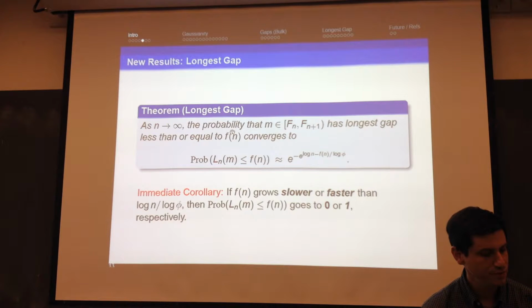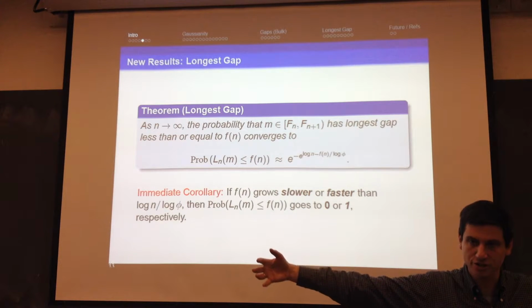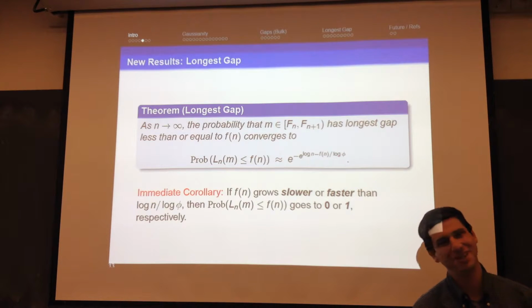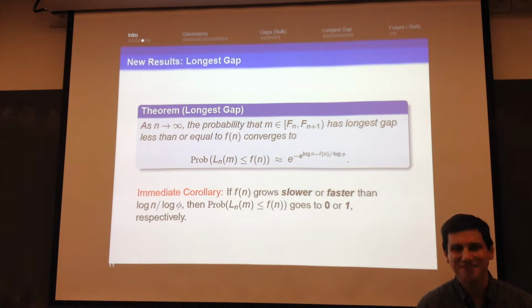So as n goes to infinity, the probability that it has a longest gap less than or equal to f(n) converges to the following. So this is the cumulative distribution function. This is the probability my longest gap is at most f(n). As f(n) gets larger and larger, the probability should be approaching what? I'm sorry? Infinity? Oh, we can't have probabilities approaching infinity. Oh, right. So correct it to 1. So as f(n) gets very, very large, the probability should be approaching 1.